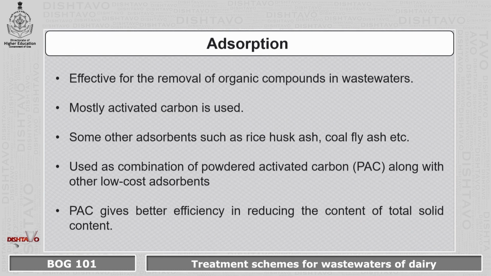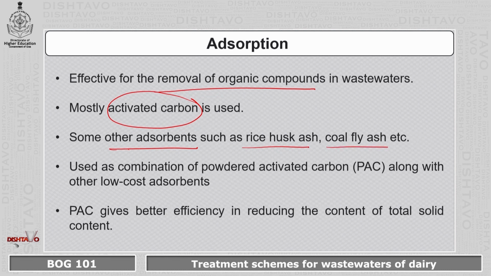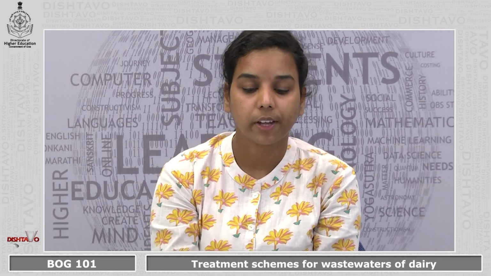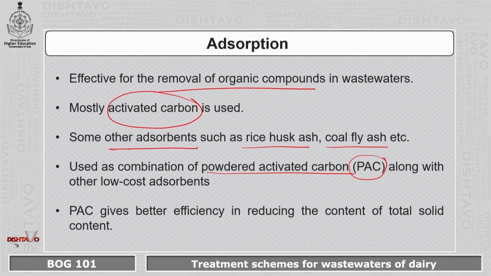Now adsorption. Adsorption is very effective in the removal of organic compounds in the wastewater, and for adsorption mostly activated carbon is used. In addition to activated carbon, some other adsorbents can also be used such as rice husk ash, coal fly ash, etc. Sometimes these adsorbents can either be used individually or in combination with other adsorbents, such as powdered activated carbon, which is referred to as PAC, used with low cost adsorbents. The advantage of PAC is that it gives better efficiency in reducing the total solid content.